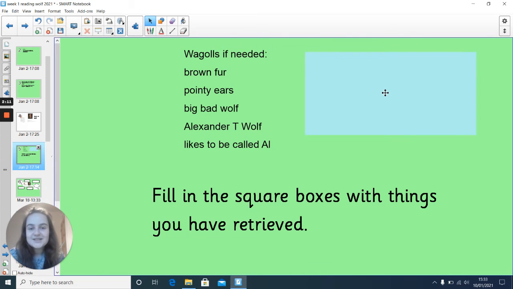So in the square boxes, the rectangular boxes, we are going to write down things that we know, things that we have retrieved. So you can pause the video now and fill in those boxes, please.